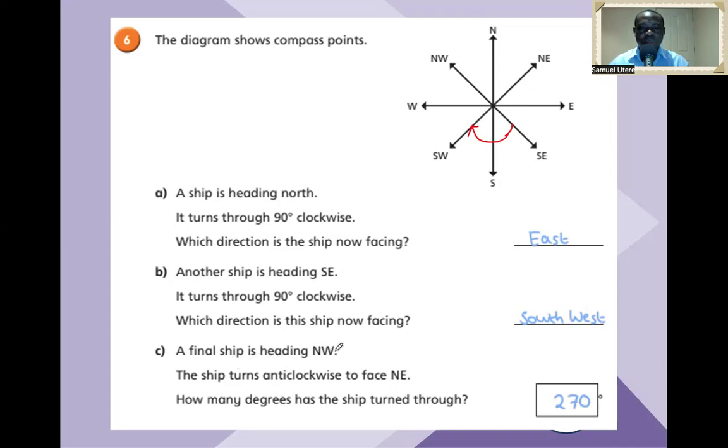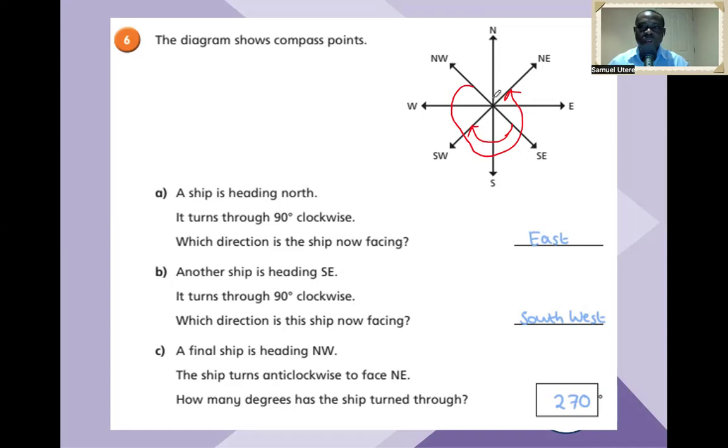A final ship is heading northwest, so northwest is that direction. The ship turns anti-clockwise to face northeast. So it was facing northwest. It turns anti-clockwise to face northeast. So it goes all the way to face northeast. How many degrees has the ship turned through? You can see it's 270 degrees.